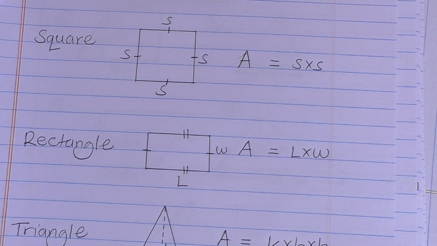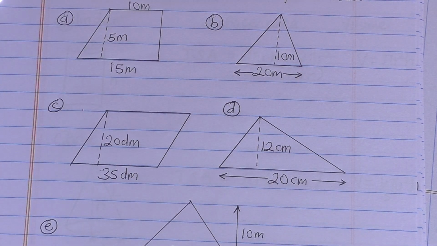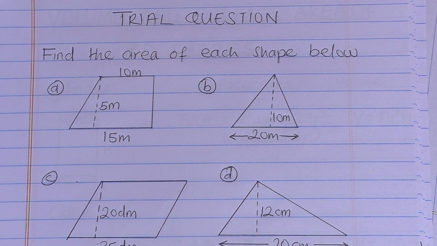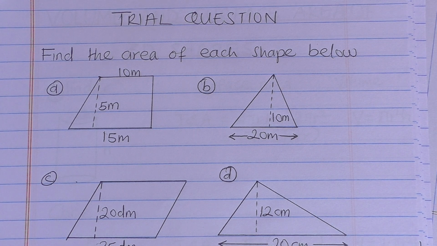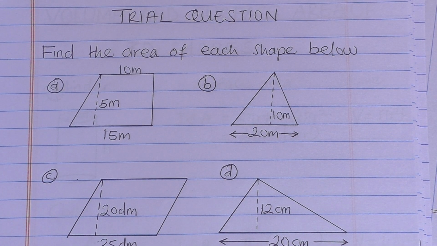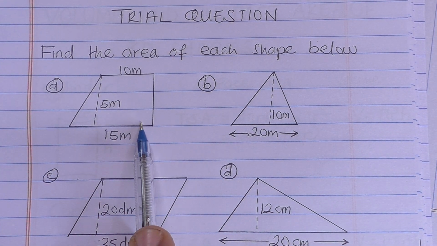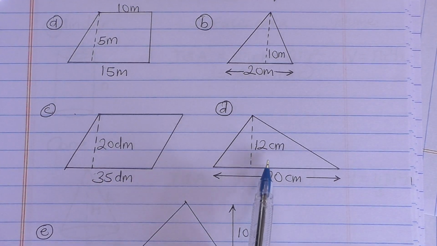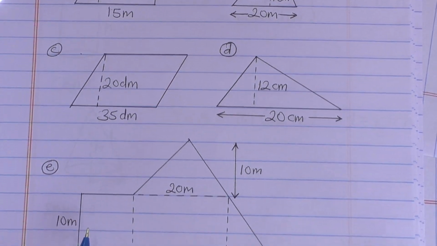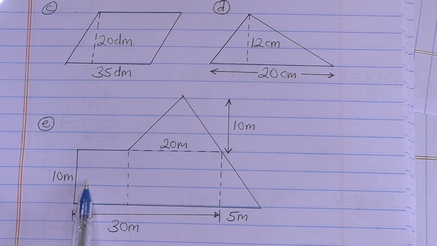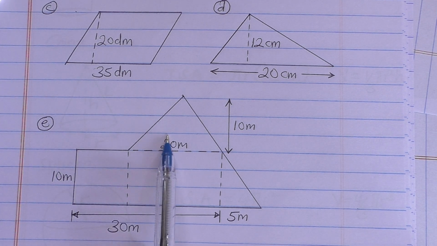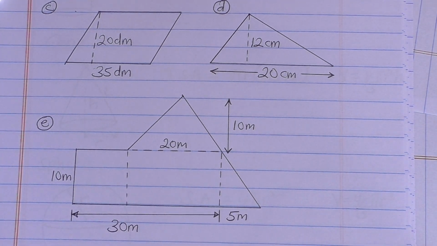Let us look at the trial questions that involve finding area. Yes, our trial question is saying find the area of each shape below. We have, this is a trapezium, this is a triangle, this is a parallelogram, this is a triangle, and now this one is a composite figure which has many shapes combined together to form one.